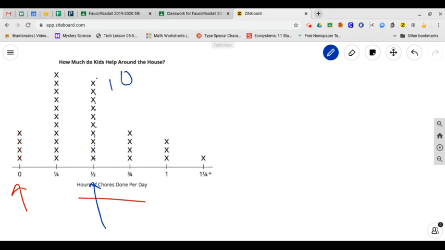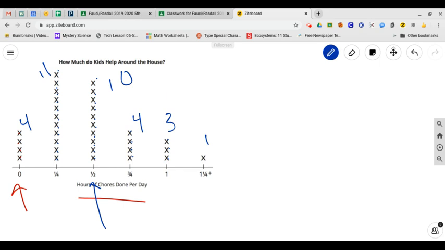Sometimes I like to write the number above it so I can see what I'm working with. I know 4 kids don't do anything. 1, 2, 3, 4, 5, 6, 7, 8, 9, 10, 11 kids work for a quarter of an hour or 15 minutes. I have 10 kids that work for a half hour. I have 1, 2, 3, 4 kids that work for 45 minutes or 3/4 of an hour. I have 1, 2, 3 kids that work for an hour a day. And I have 1 child who works for over an hour and 15 minutes.